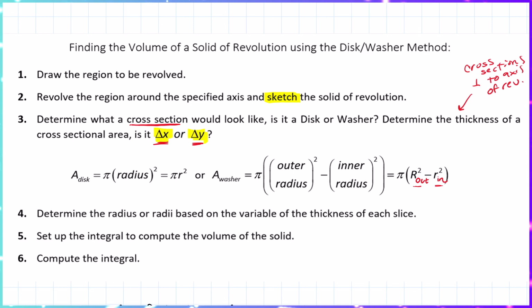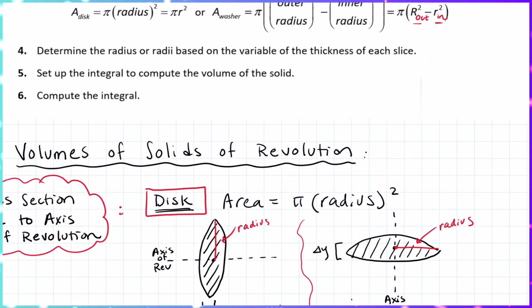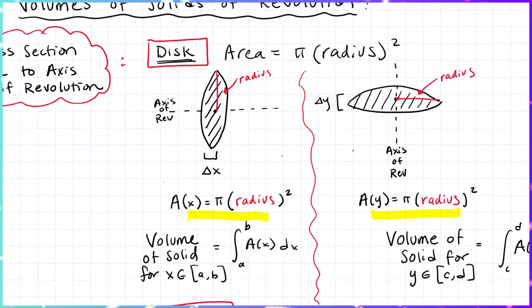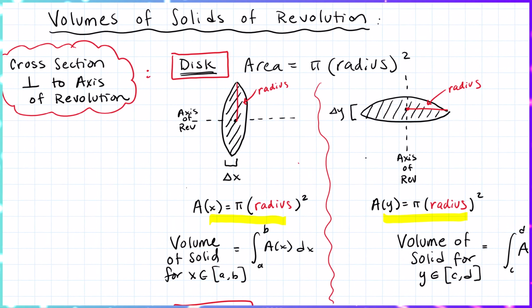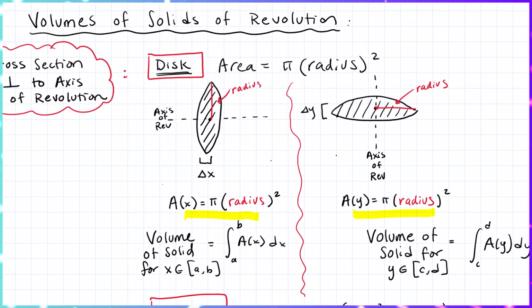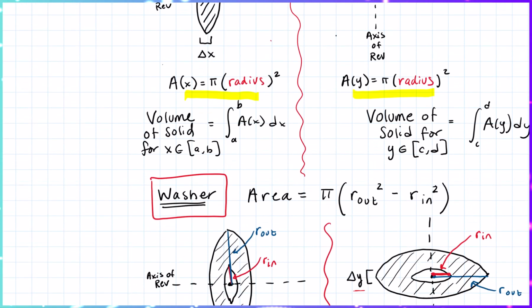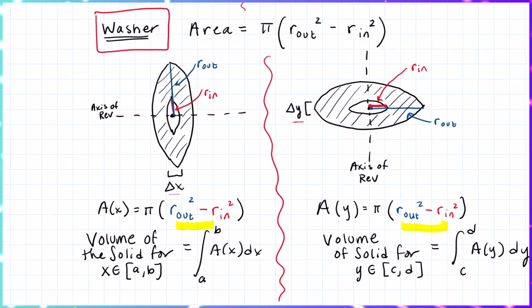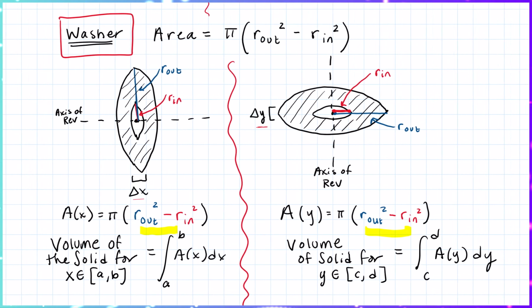So we get that all set up, then we integrate and find the actual value of the volume. Again, these are just reiterating the formulas that we had already looked at. If we've got a disk, it's going to look something like that. And if we've got a washer, it's going to look something like that. We're going to determine if we are integrating with respect to x or y based on the thickness of our cross-sectional pieces, where we're cutting those cross-sections perpendicular to the axis of revolution.